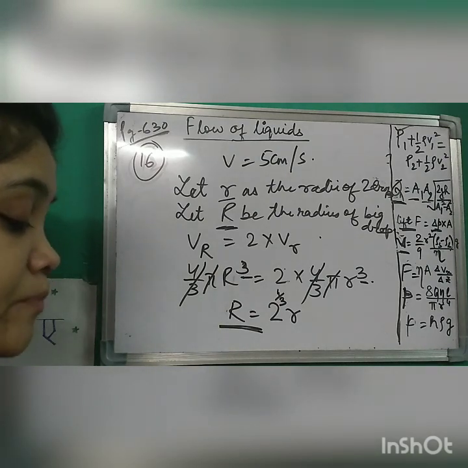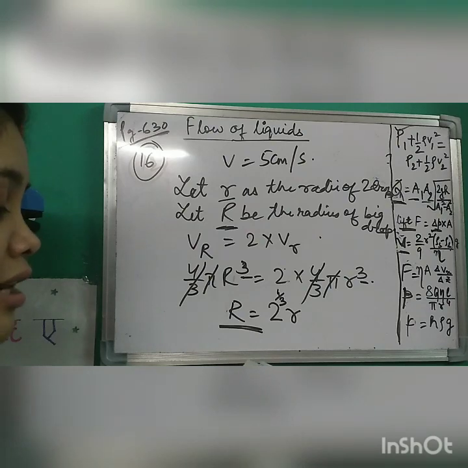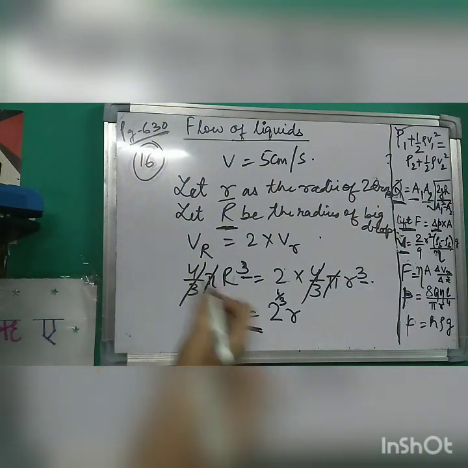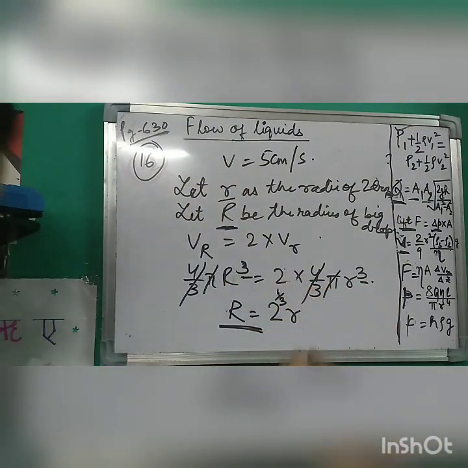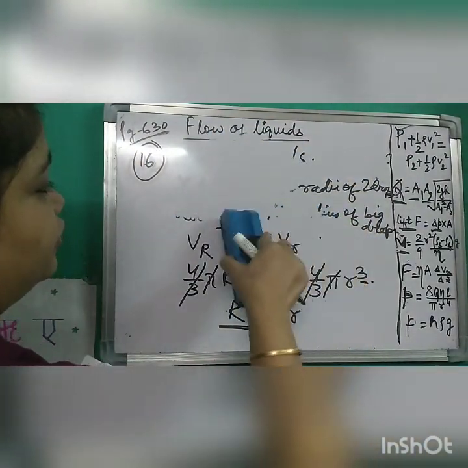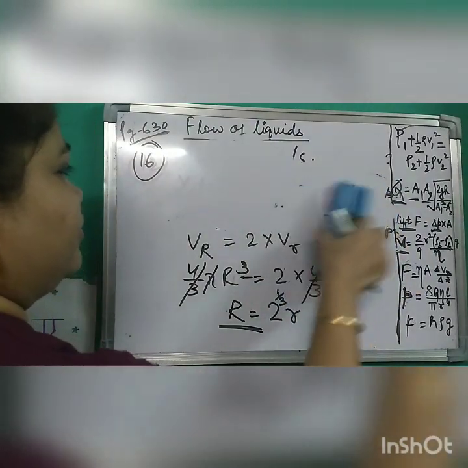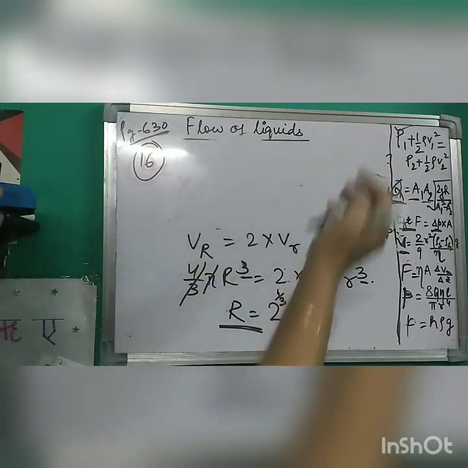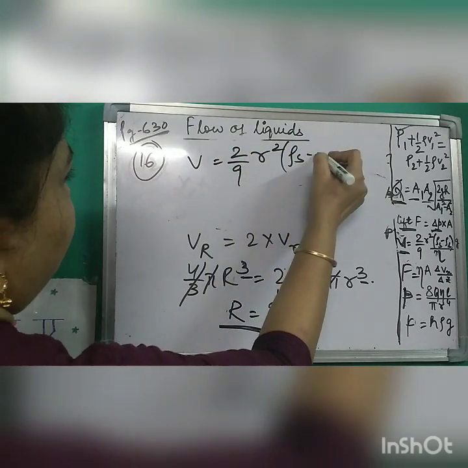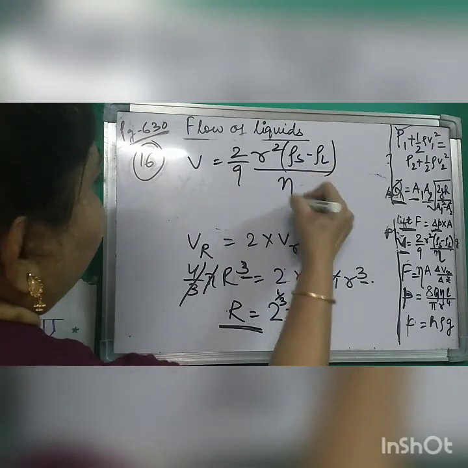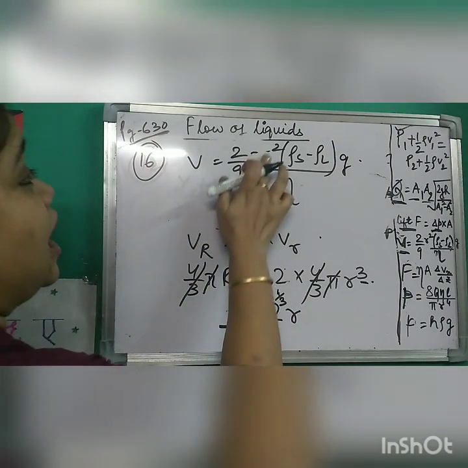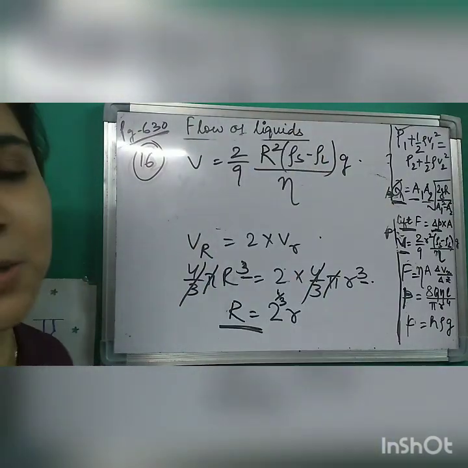Now what you have to find out? You have to find out what will be the terminal velocity of the new drop. That means you have to find out V. So what is the formula of V? I'm just rubbing the first portion to show you how you have to solve the sum. Same terminal velocity formula: V is equal to 2 by 9 r square (rho s minus rho l) by eta g. Now this is our formula. Now here r will be replaced by capital R. Why?